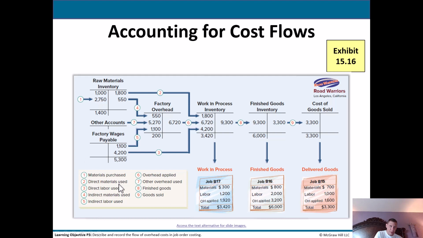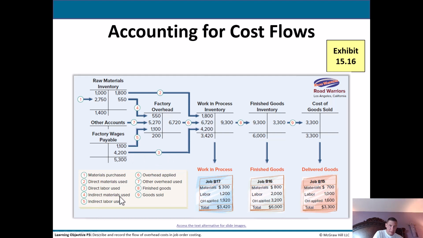Number two, direct materials used. You can see here, this is making raw materials go down. And that's being transferred over to, again, work in process. What is that? That, of course, is the production line. And then number three, direct labor used. If we look for direct labor used, and we're looking for number three, you can see it down here, factory wages payable. It's being added to work in process inventory.